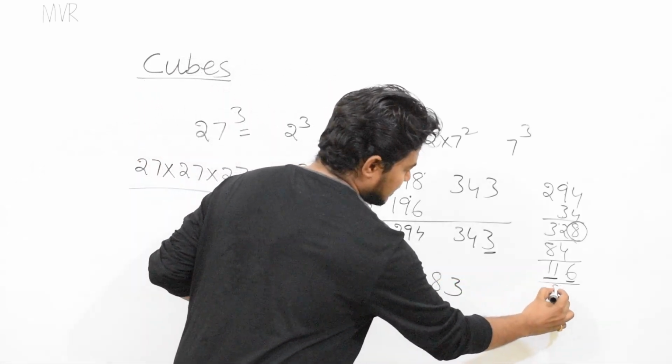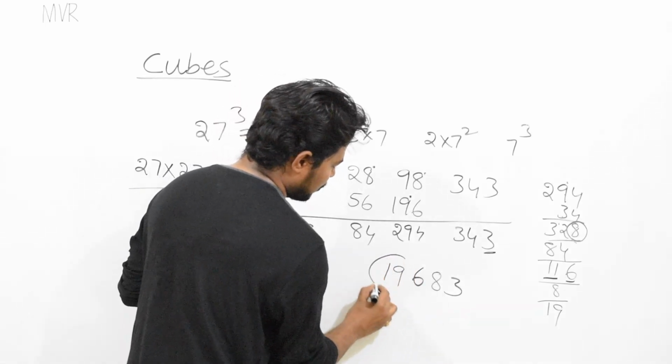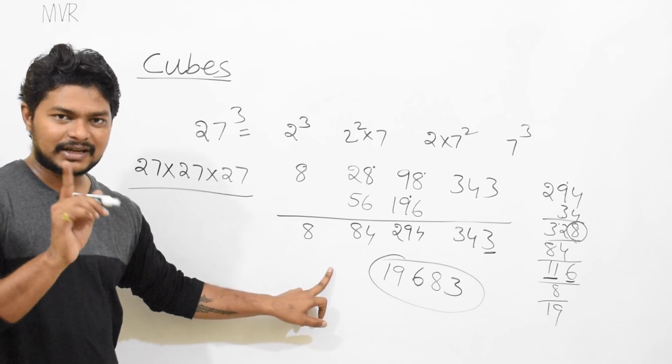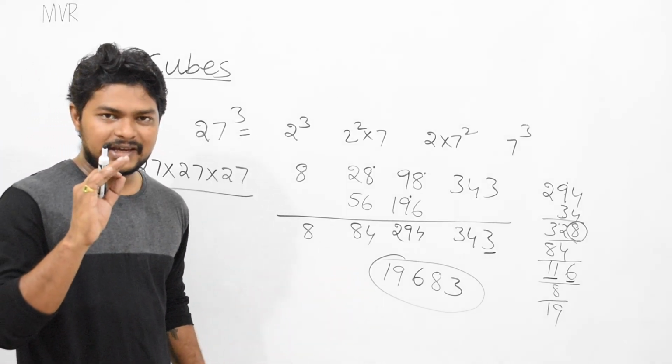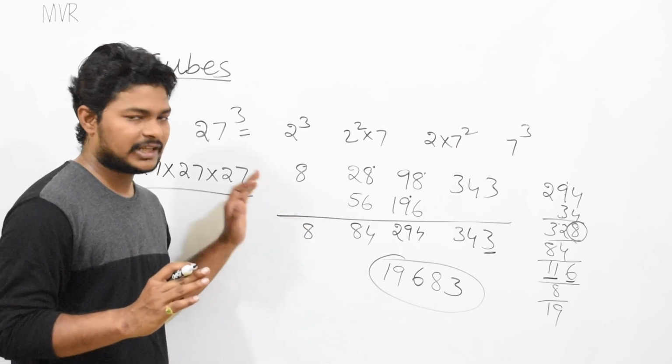So 11 plus 8 will be 19. Write 19 here. So this will be the value of 27 cube. If you want, you can check with the calculator. This is the easiest process of finding the cubes available in Vedic mathematics.